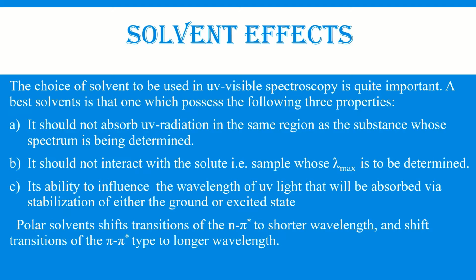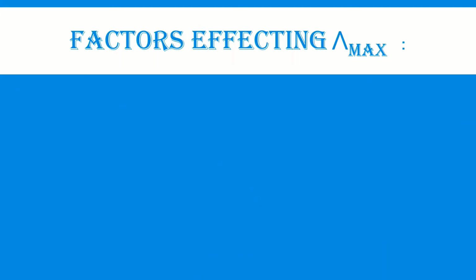The next is its ability to influence the wavelength of UV light that will be absorbed, through stabilization of either the ground state or the excited state. Polar solvent shifts transitions of the n to pi star type to shorter wavelength and shifts transitions of the pi to pi star type to longer wavelength.